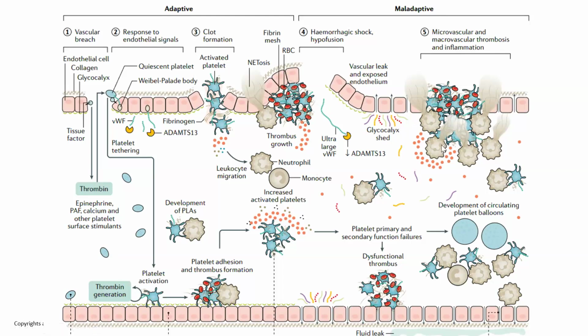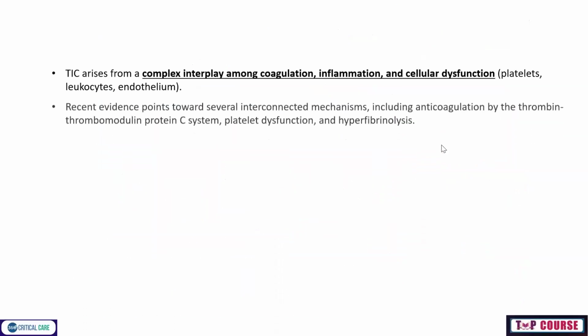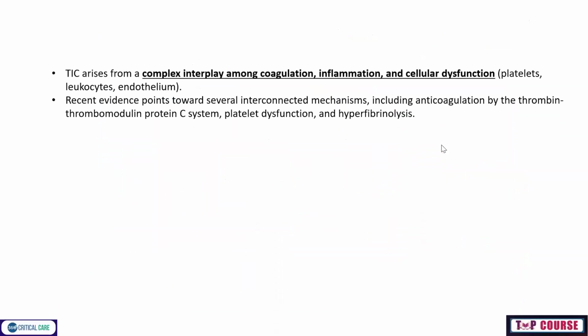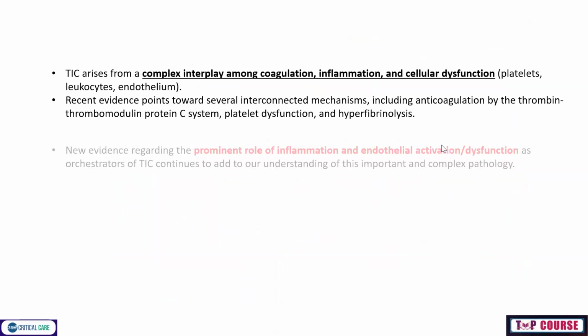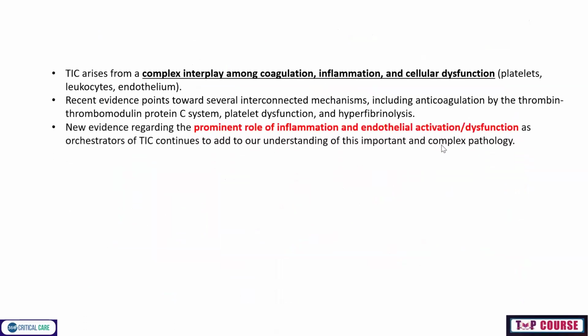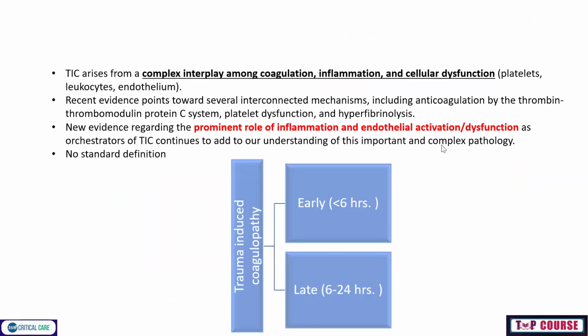So I think this will help you understand in detail. This is the pathophysiology of trauma-induced coagulopathy. It is a complex interplay of coagulation, inflammation, and cellular dysfunction. The prominent role of inflammation and endothelial activation and dysfunction is what you need to take home. Remember that the procoagulant-anticoagulant mismatch would be present.